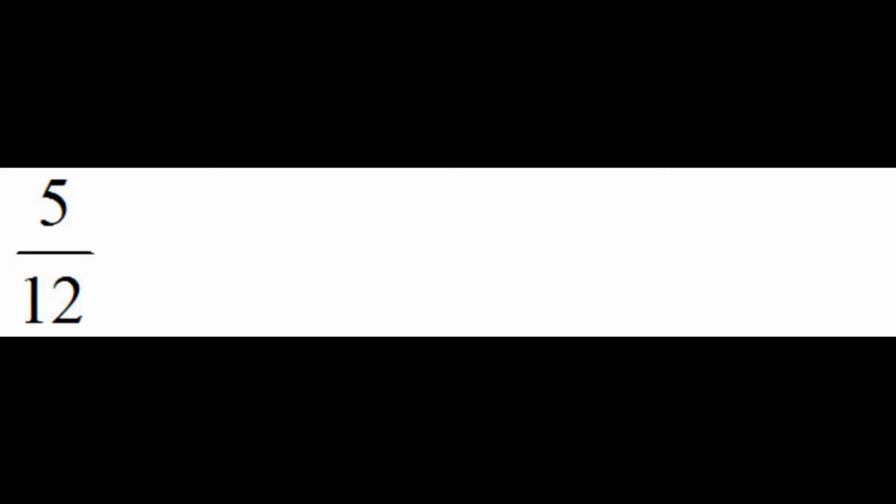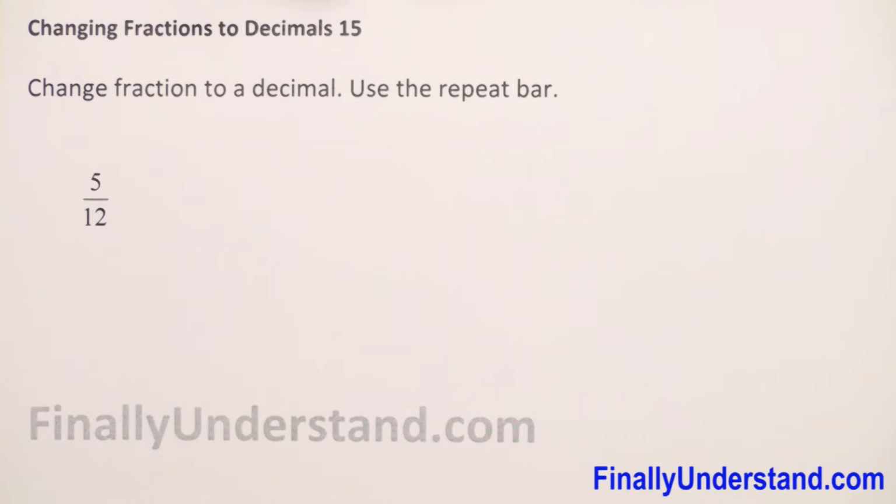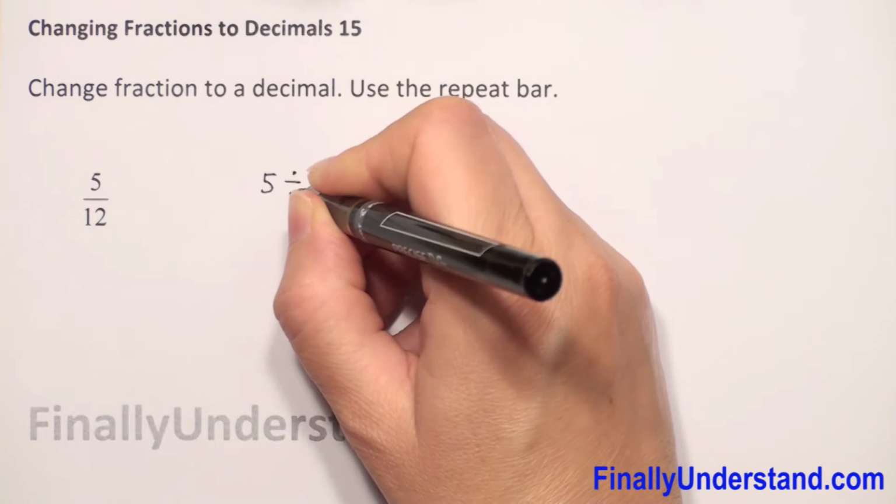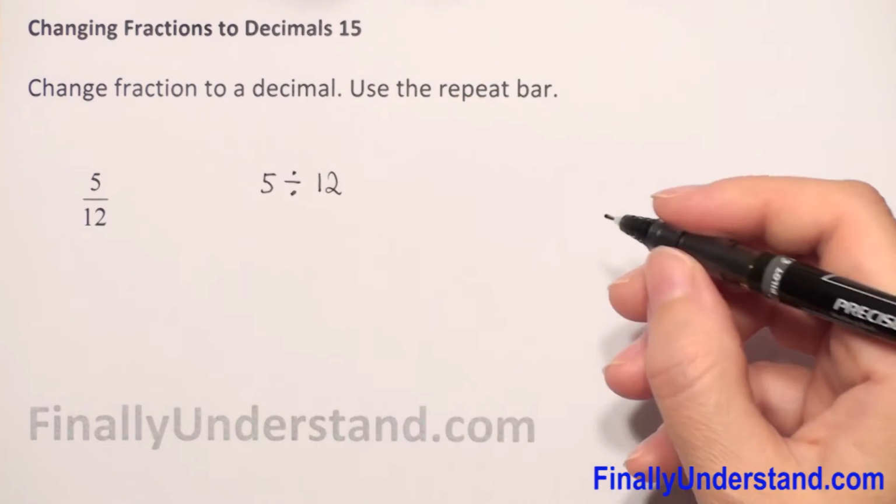We have a given fraction, and we have to change it to a decimal. How do we change this fraction to a decimal? We will divide the numerator by the denominator. We will use long division.